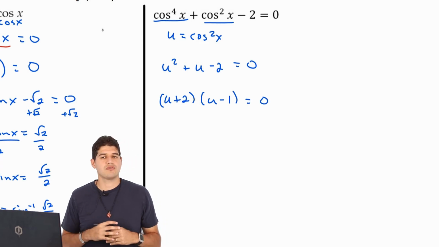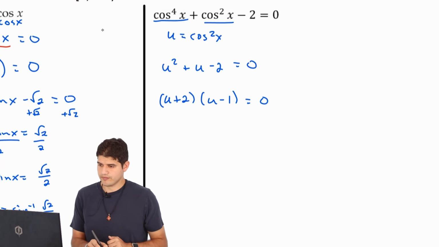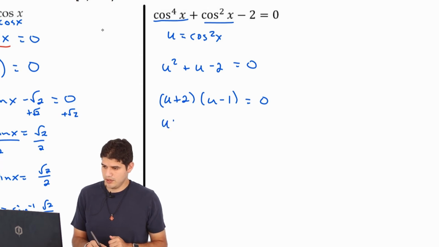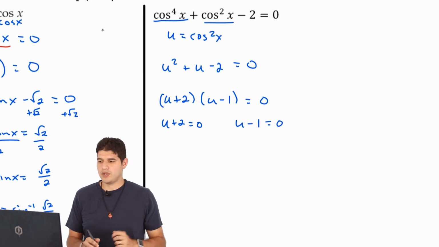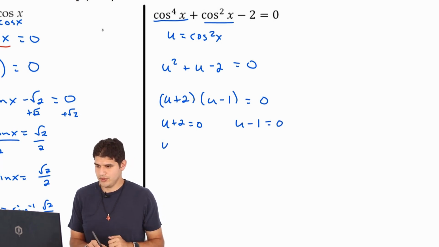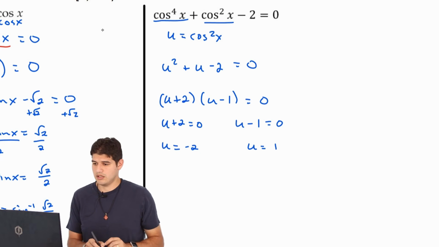And we're going to solve for both of those factors. So I get u plus 2 equals 0 and u minus 1 equals 0. I'm going to solve for u in both cases. So u equals -2 and u equals +1.